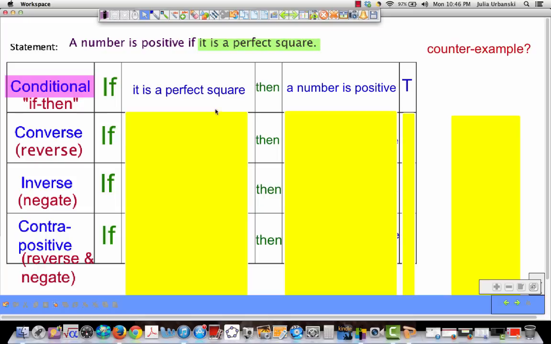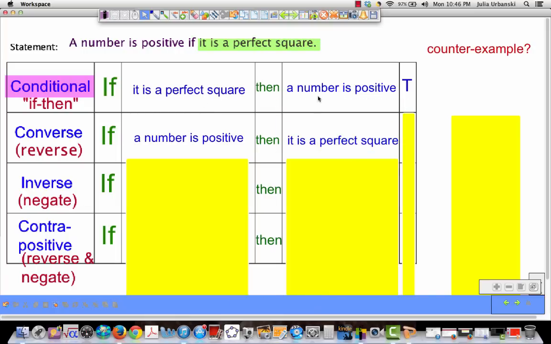All you do for a converse is you reverse it. You take the back, the conclusion, and put it in the front. So it's going to say if a number is positive, put that in the front now, then it is a perfect square. Just turn the whole statement around. This goes here and this goes there. Now think about that. If a number is positive, then it must be a perfect square. That's false. You can have lots of positive numbers that are not perfect squares.